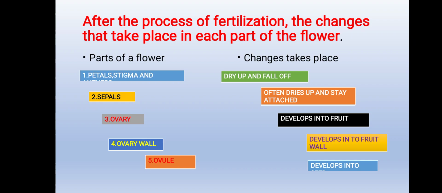So let us revise once again. After the process of fertilization, the changes that take place in each part of the flower. So parts of a flower: petals, stigma and anthers dry up and fall off. Sepals often dry up and stay attached. Ovary develops into fruit. Ovary wall develops into a fruit wall. Ovule develops into seeds.